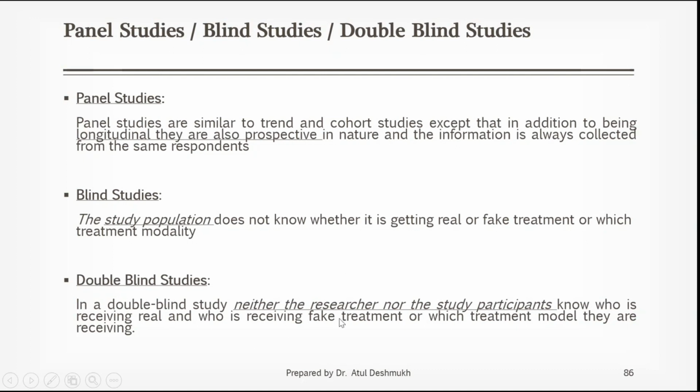In a double blind study, neither the researcher nor the study participant knows who is receiving real and who is receiving fake treatment. So nobody, both are blind. The investigator or researcher is also blind and the participants are also blind. That is called a double blind study.